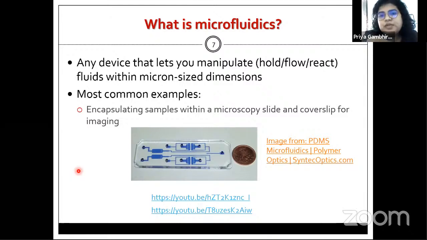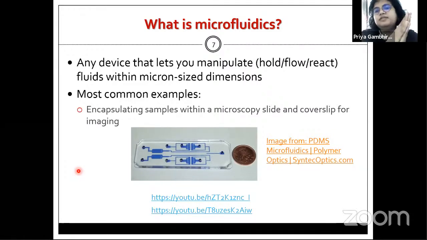You place a cover slip for many reasons. You don't want the sample to evaporate during your imaging. You don't want it to spread or interact with the dust or microbes in the environment. So in order to protect it during your imaging, you do that. And when you place a cover slip on top, it ensures that your sample is spread completely and you get a nice thin layer. So when you take a microscopic slide, put a drop of sample on it, and then cover it with a cover slip, you are making a microfluidic device.